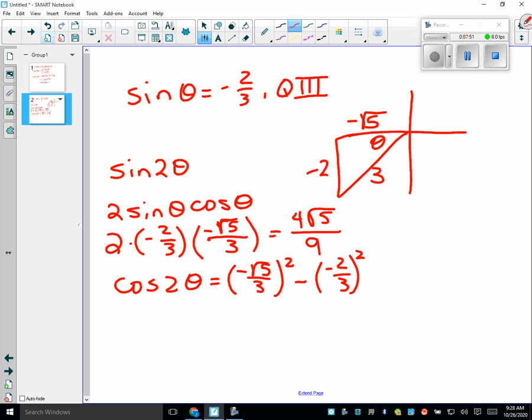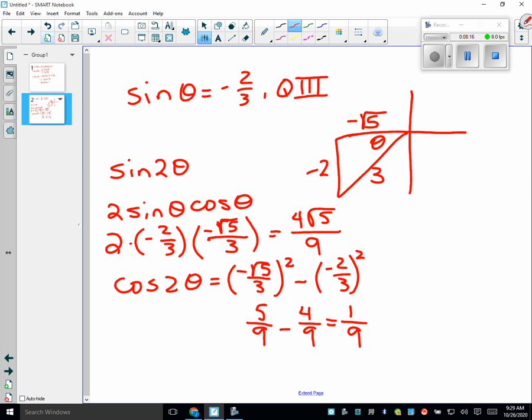Is that right? Yes. Okay, so what is this number right here? 5/9 minus 4/9. So what is my answer? 1/9. And that is cosine of 2 theta.